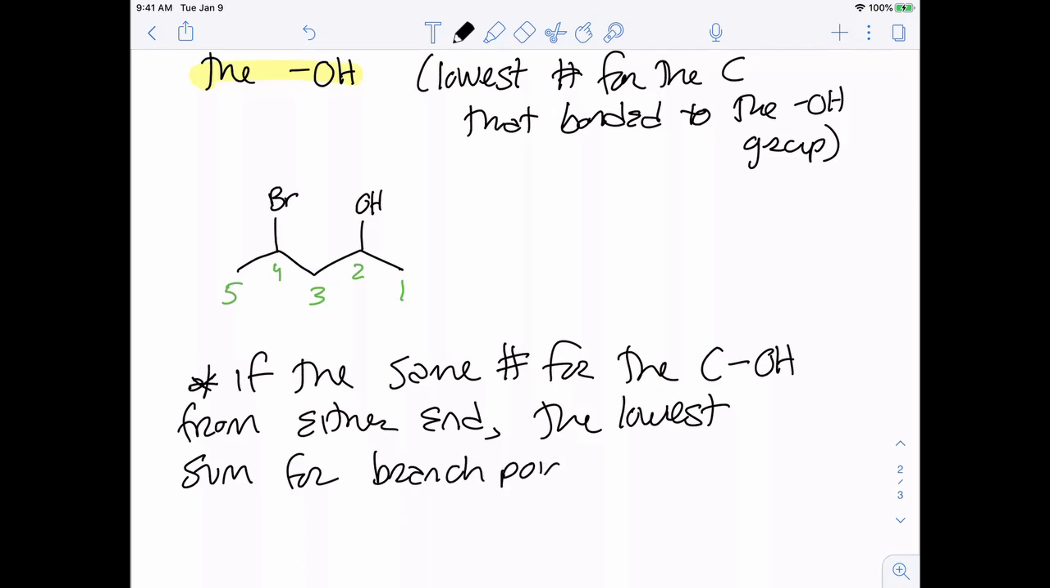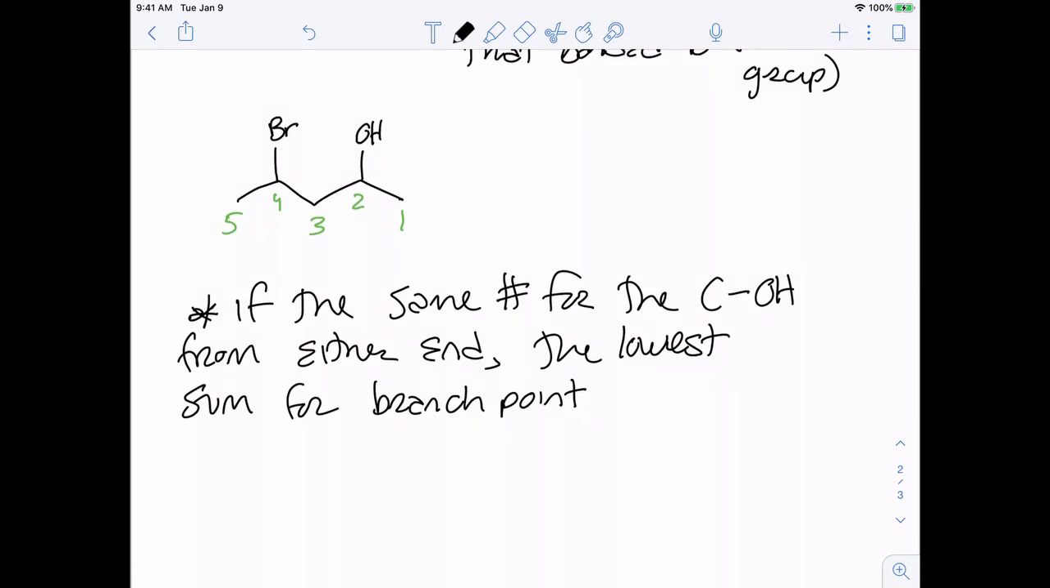So the rule that we would have had for numbering for our alkanes, we're just putting one rule in front of that. For our alkanes, we always wanted the lowest sum of branch points. Here we have one rule in front of it. So closest to the hydroxyl group carbon first, then the lowest sum of branch points. If that's equal from either end, then alphabetically.